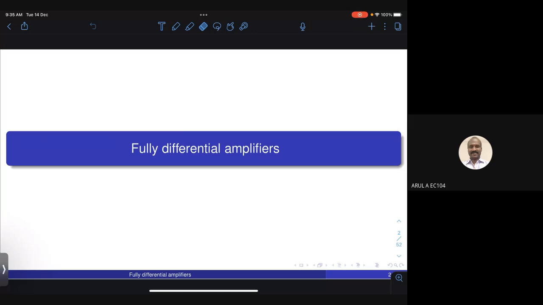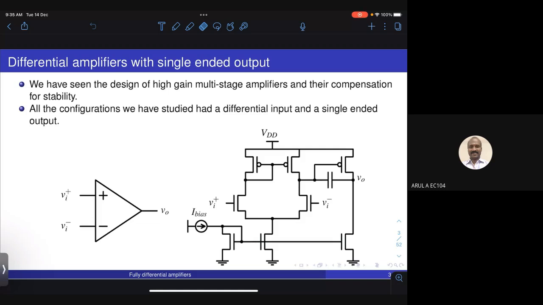So first thing is, what are fully differential amplifiers? Differential amplifiers we have seen yesterday, right? We had seen many variants of differential amplifiers with different ways of stabilizing them. So essentially, differential amplifiers are amplifiers wherein the input is differential and the output is single-ended. That is all the circuits that we have seen yesterday. With the exception of one small one which Dr. Vinayak had shown, all of them had a differential input and a single-ended output.